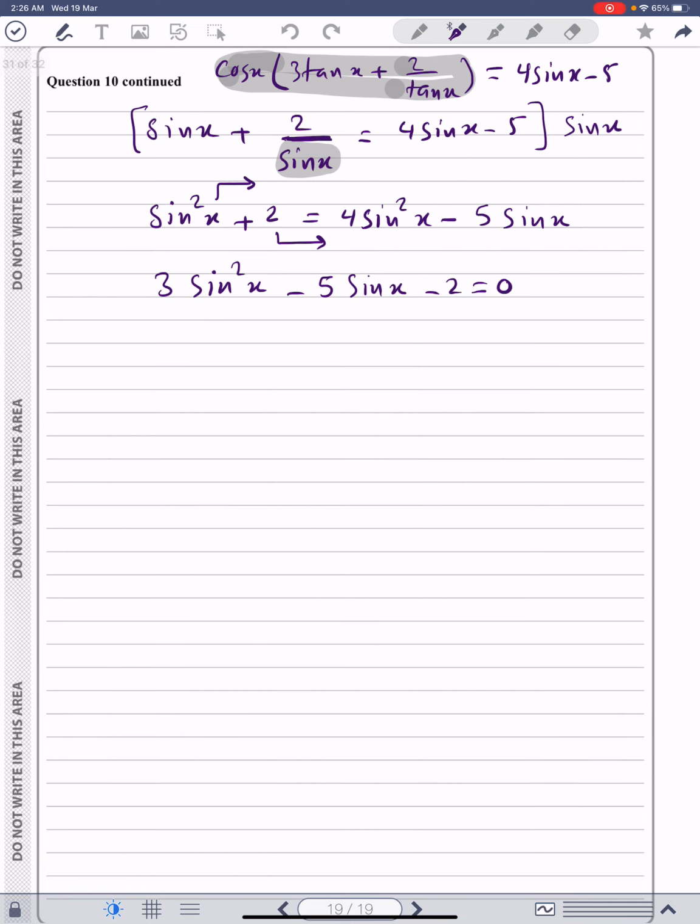Factorize as you like, but this could be factorized as (3 sine x plus 1)(sine x minus 2), which is minus 6 plus 1 giving minus 5. If you are not fast in factorizing, use the formula as you like. Getting sine x equals negative a third.